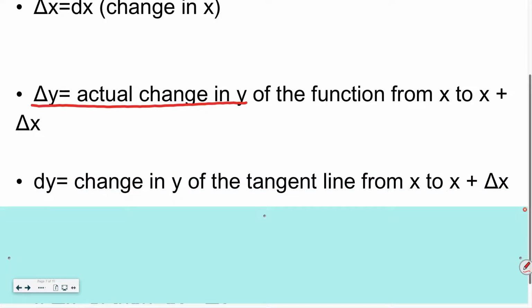And then dy is the change in y of the tangent line. Okay, just like we talked about in that picture on the previous slide. Delta y is the actual change. Dy is the change in the tangent line.